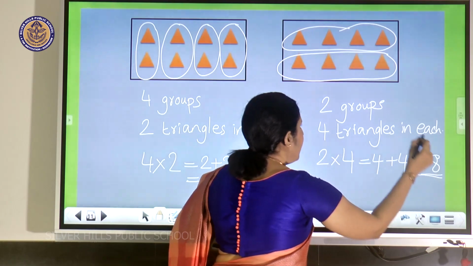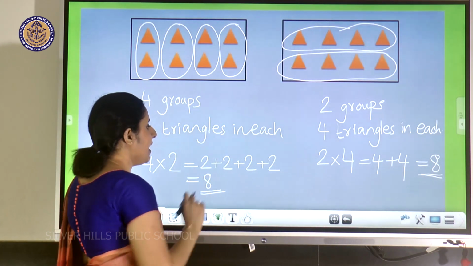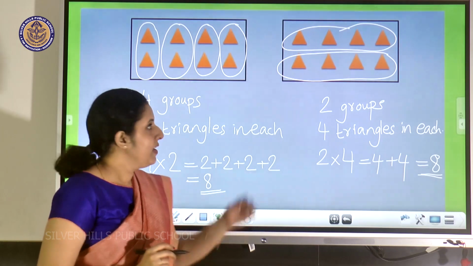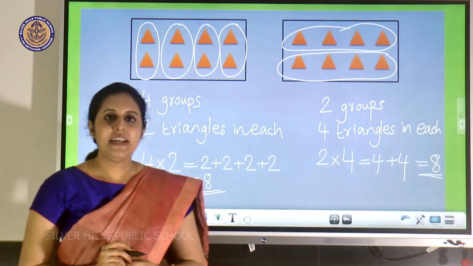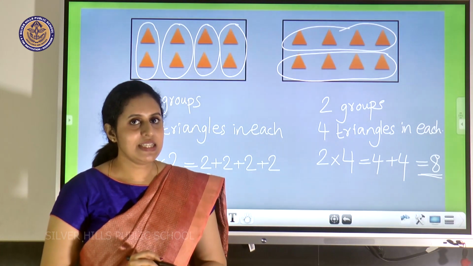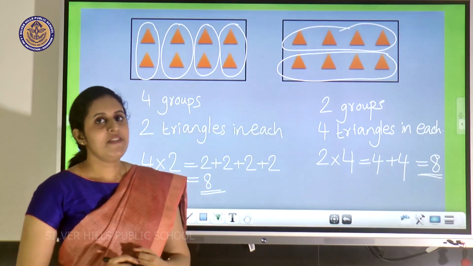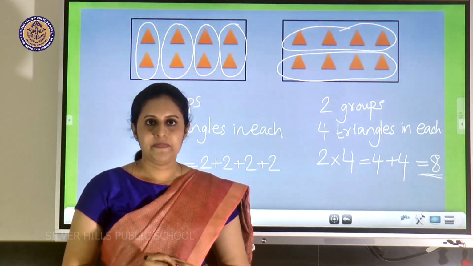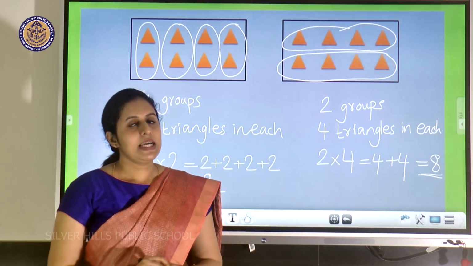So, here you got 8 triangles in total. Here also you got 8 triangles in total. It is the same picture after all, but we have made 2 different multiplication sentences. That is because you have grouped them differently each of the time. So, I hope this problem was also clear to you.